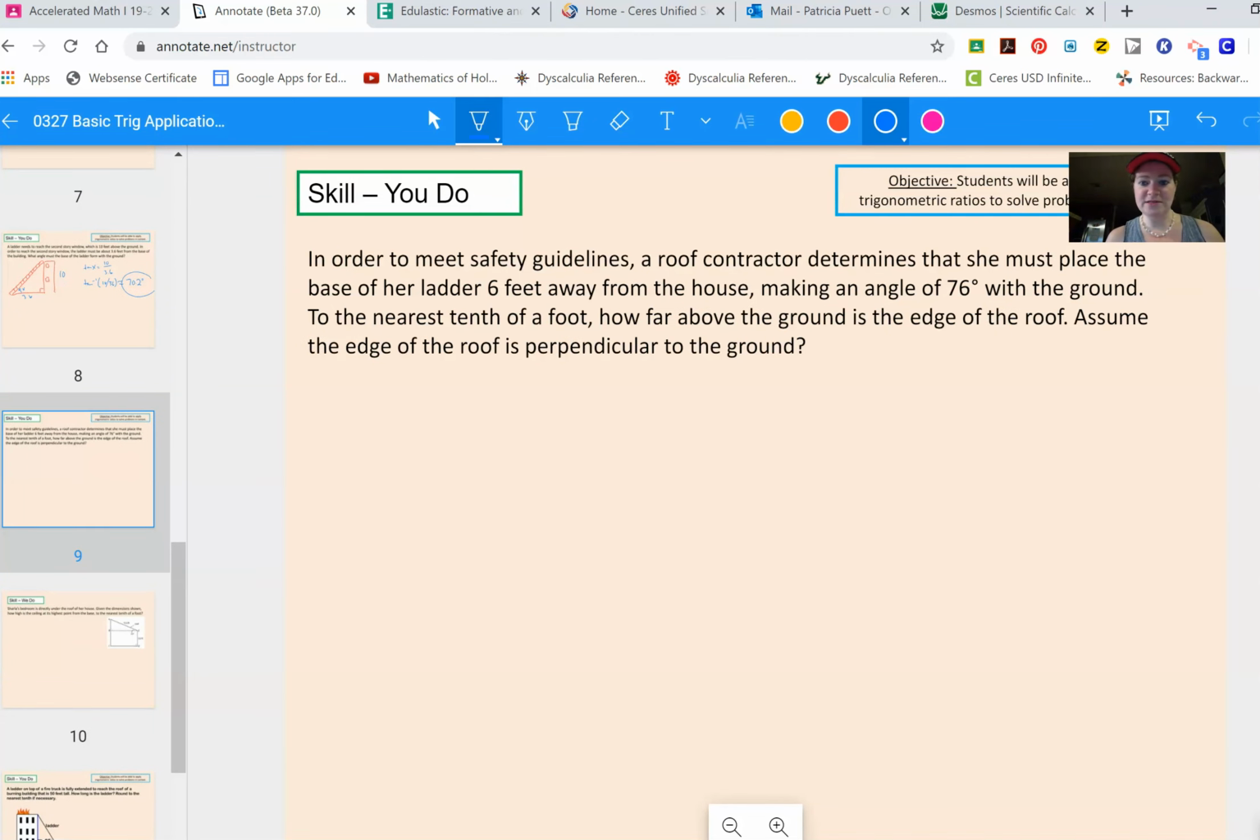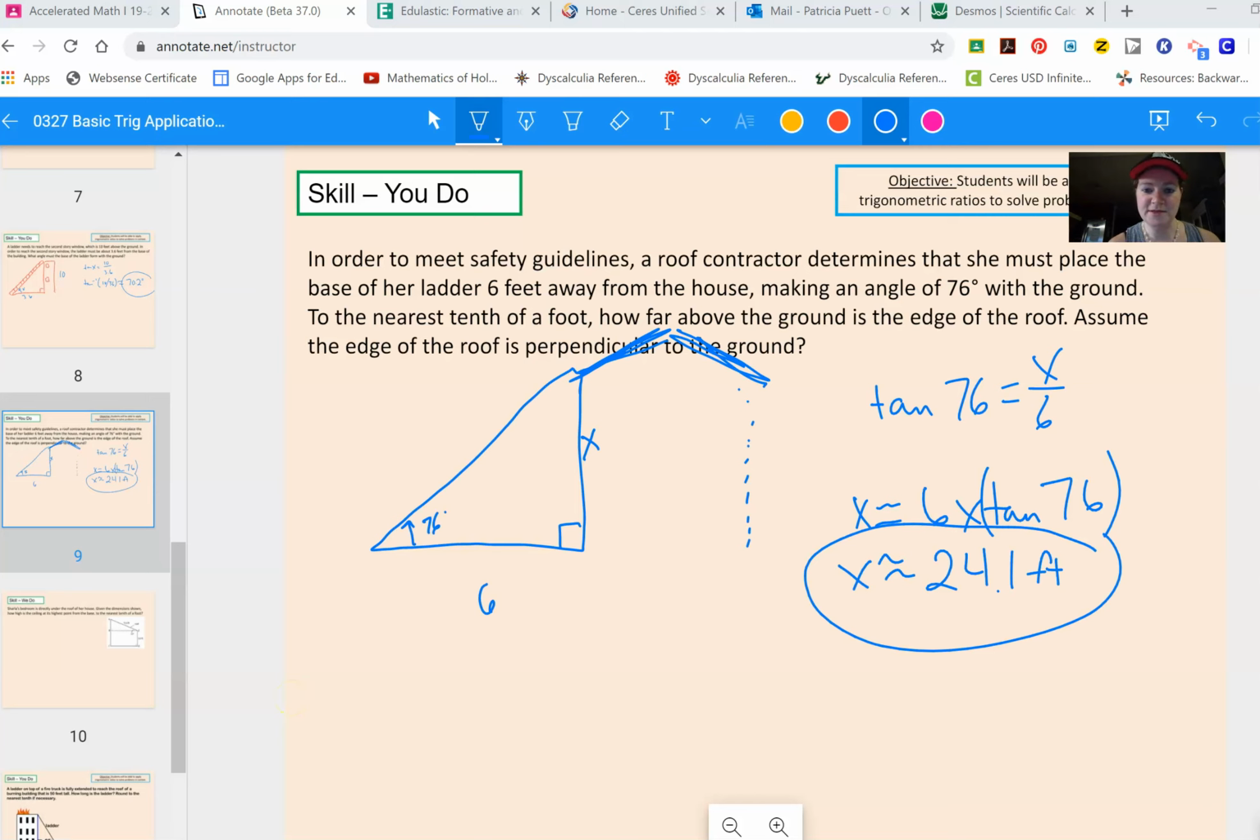Okay, so this is another you do, so I'm going to go ahead and pause the video and see if you guys can do it. Okay, so this one is a little bit more complicated to interpret in terms of what the picture looks like, but I tried to draw a rough sketch. After you're able to get the picture, it should be easy.